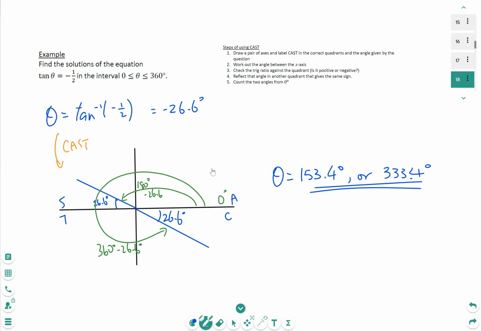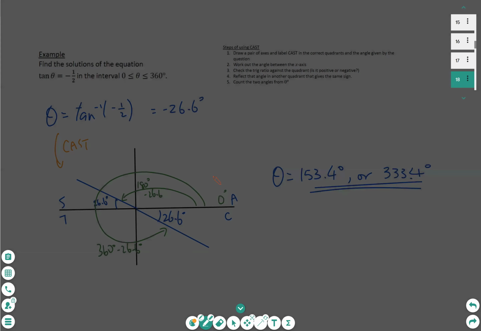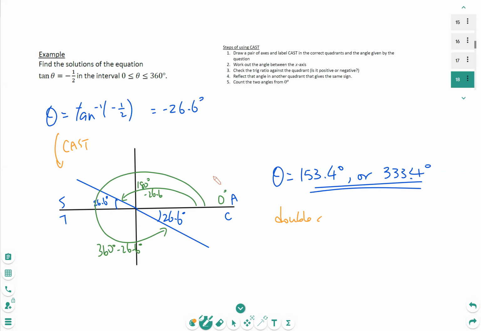You might have questions. The first is, how do I double check? Let's double check it. You should always do that. Tan 153.4, if you put it in a calculator, you get negative 0.500, so we know that's correct. It's not exactly 0.5 because 153.4 degrees is rounded. Also do tan 333.4 degrees, which is indeed minus 0.5, so we know it's correct.